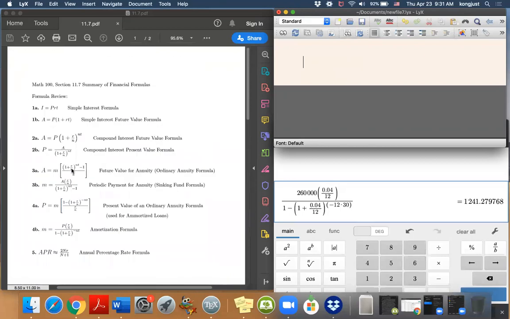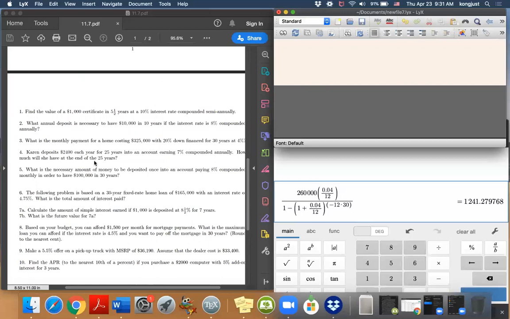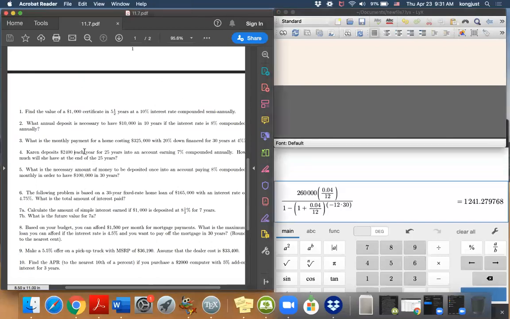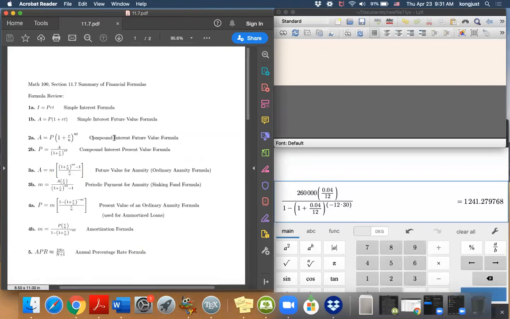So how do you know which one it is? Which one do you guys think? Is it the compound interest future value? Okay, that's a good guess because there is compound interest, but it's not quite because she deposits each year. So there's two things to look out for. When you see compounded, you know it's going to be either the compound one or the annuity, which also has compounding in it. It's kind of hidden.